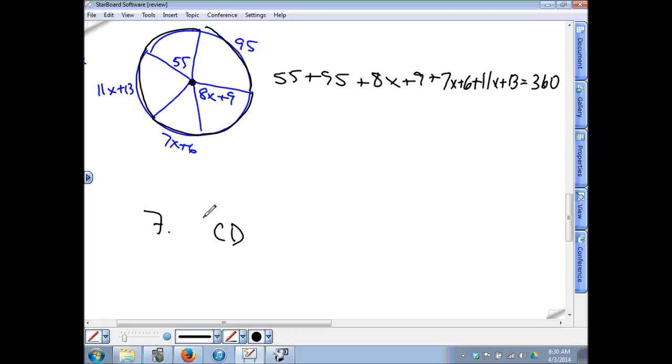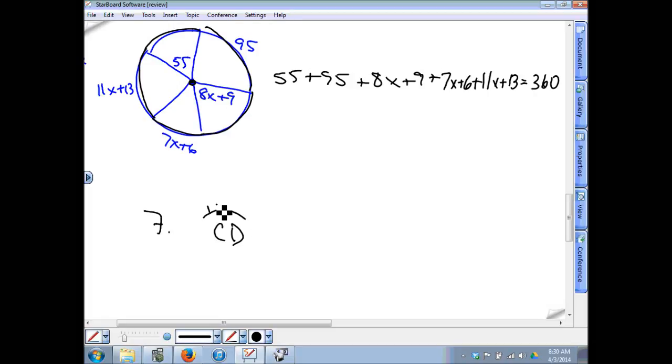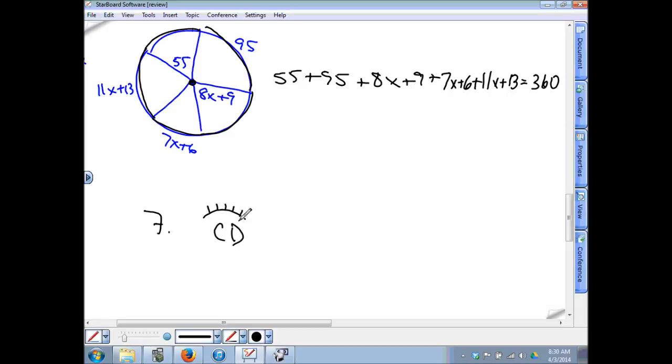You have to put an eyebrow thing. Look at that with your finger. Put some eyelashes there. No, you don't put eyelashes in there. But if you mean arc, then you have to have the arc symbol. Arc CD.